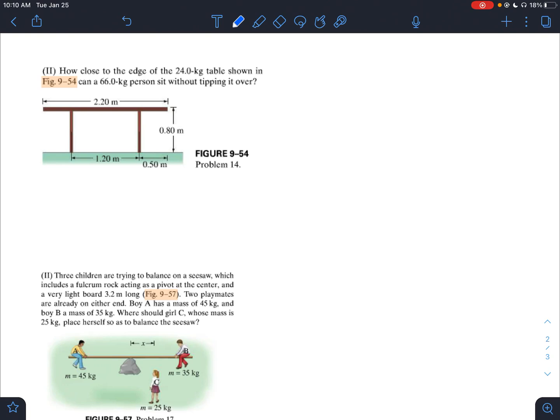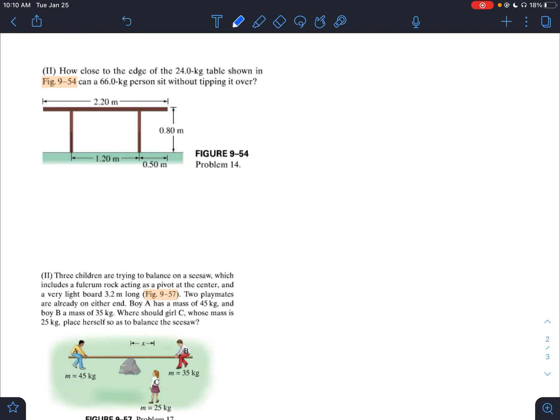So here we have our first problem, the one with the table. We need to figure out where we can sit, what distance from the edge of the table. I'm going to envision sitting on the right-hand side. So how far from this point, or on the left of this point, can we sit without tipping over?